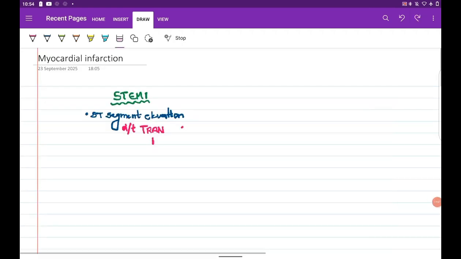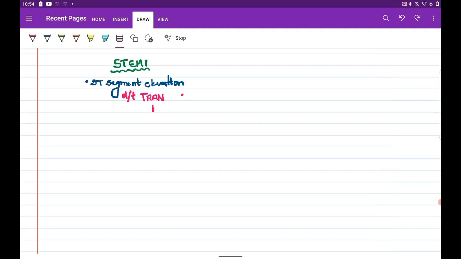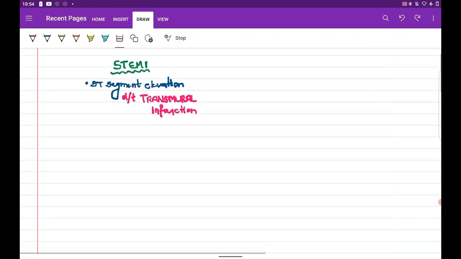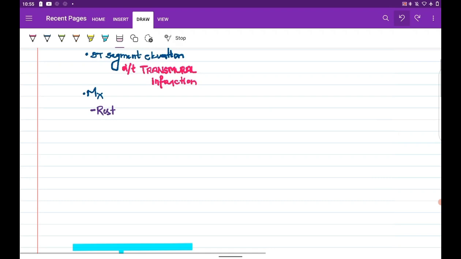Now talking about STEMI, that is ST elevated myocardial infarction. There is ST segment elevation in the ECG in ST elevated myocardial infarction. Why is there ST segment elevation? Because there is transmural infarction in cases of STEMI. I told you there is complete occlusion of the blood vessel in STEMI, and thereby it leads to a transmural infarction, and that's the reason for ST segment elevation in the ECG.